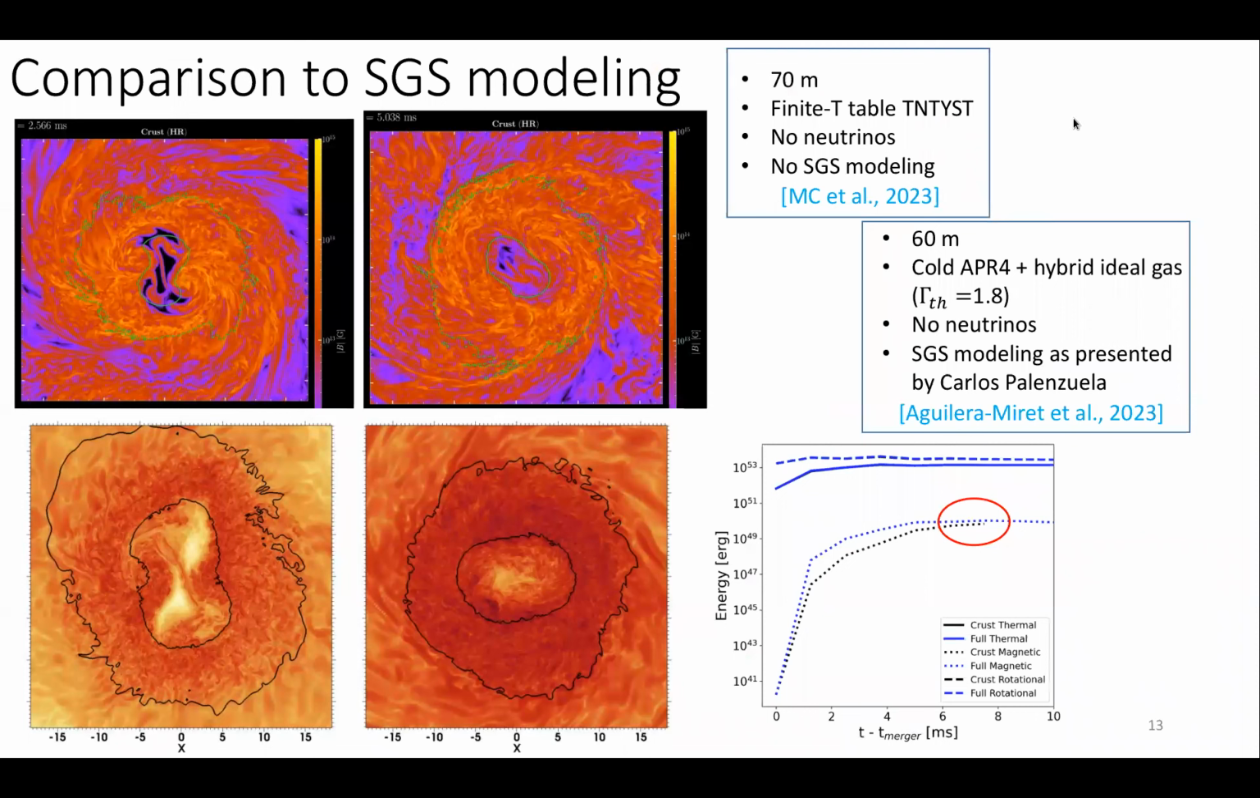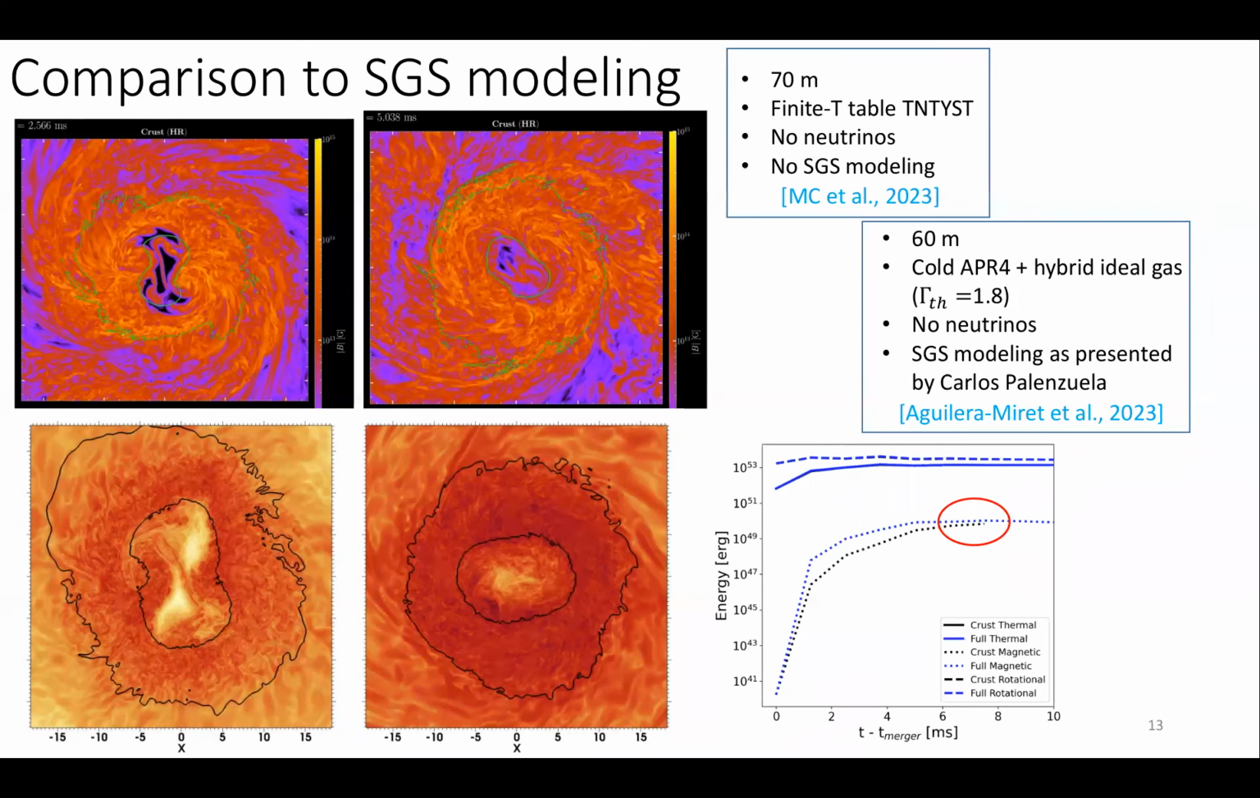Let me also briefly comment on a recent work that I think came out recently by Aguilera Miret, so essentially by Carlos Palenzuela's group, where they used subgrid scale modeling in order to investigate essentially the same scenario. And I just want to briefly comment that for a, let's say, similar setup where the resolution is comparable, but with subgrid scale terms, they do not observe this trend that I've just mentioned.